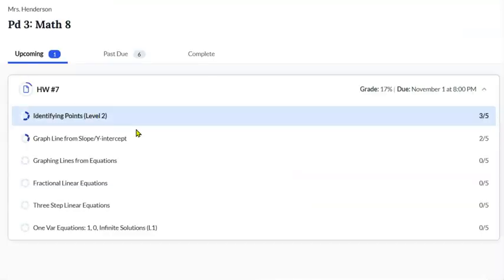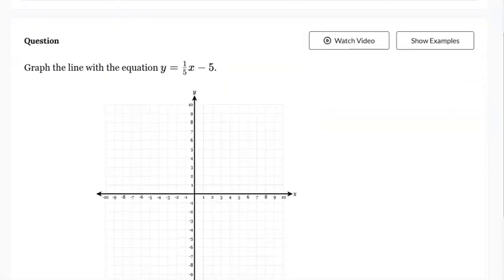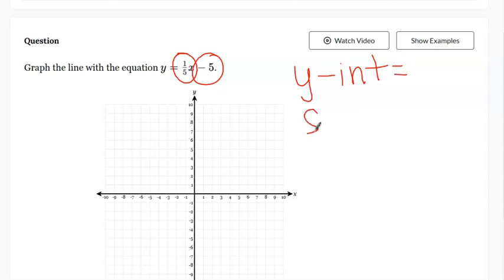And the next section is graphing lines from equations. It is the same technique, except they're not telling you which number is the y-intercept and which number is the slope. You have to figure that out on your own. The y-intercept is the constant at the end, and the slope is always the number touching the x.